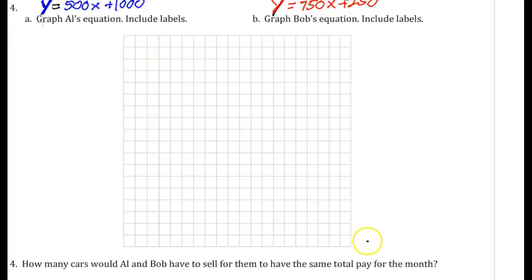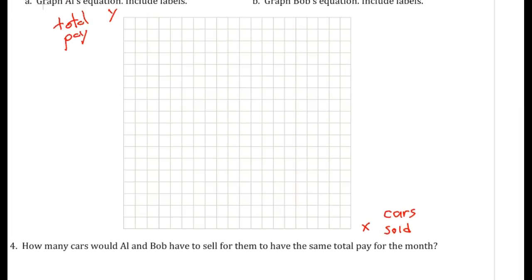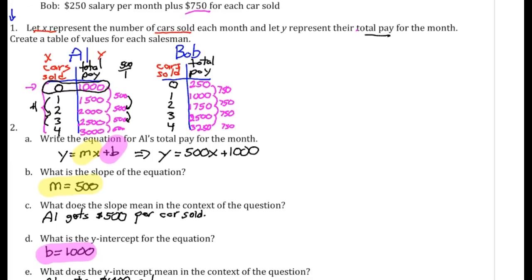So let's first start off with graphing the labels. X is going to be cars sold. Y is going to be total pay. And there's no numbers here, so we have to figure out what to count by. So go back to your table and figure out what you count by for the x's. We started at 0, it looks like. We went 0, 1, 2, 3, 4. We could go to 5. But we really only need to graph 0 through 4, or 0 through 5.